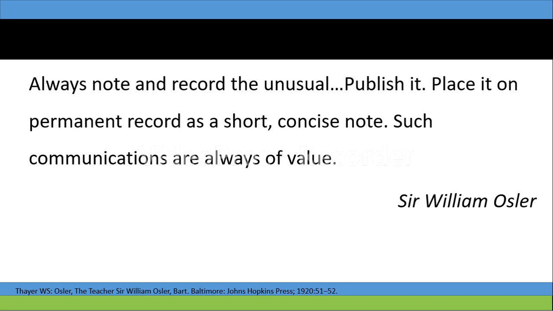So William Osler, the famous physician from Canada, once said regarding documentation of case reports, always note and record the unusual, publish it, place it on a permanent record as a short, concise note. Such communications are always of value.